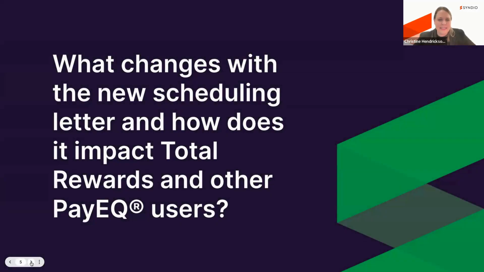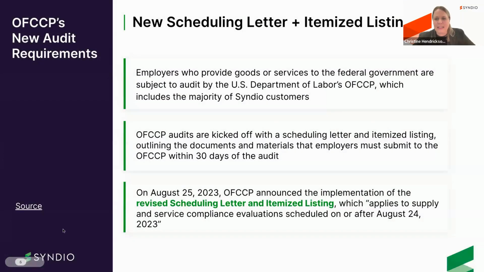Absolutely. Okay, so let's get into it. With the OFCCP's new changes, this is a little bit of the background. If you're an employer who provides either goods or services to the federal government at a really, frankly, very low threshold, you are subject to audit by the U.S. Department of Labor's Office of Federal Contract Compliance Programs, or the OFCCP.